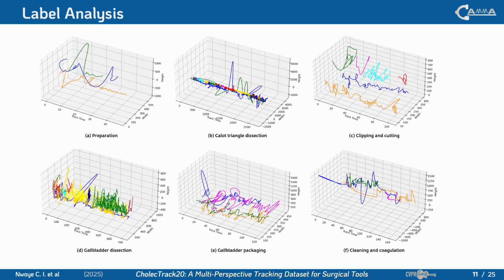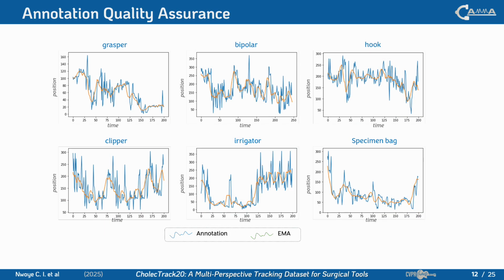We examine how tool tracking patterns evolve across surgical phases. Complex stages like calot triangle dissection show dense, prolonged activity, while simpler ones like preparation or clipping feature fewer, shorter tracks. These patterns are key for phase-aware modeling. We apply exponential moving averages, EMA, to tool trajectories to visualize variance and detect inconsistencies. High variance frames mark difficult cases, critical for stress testing tracking models.